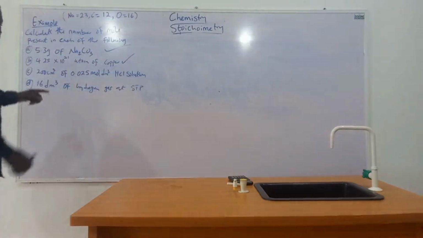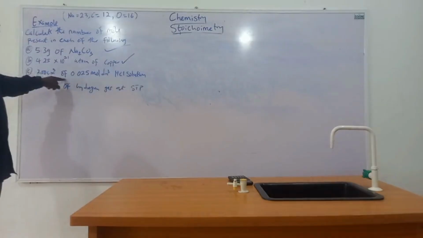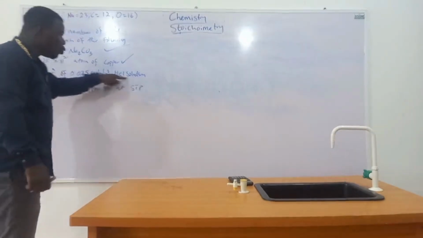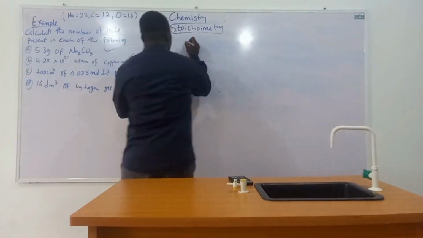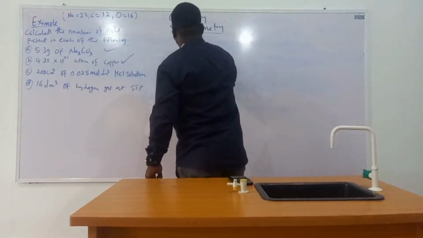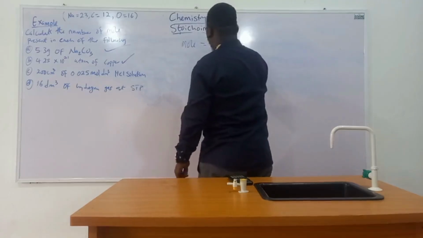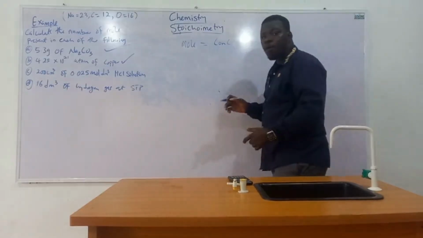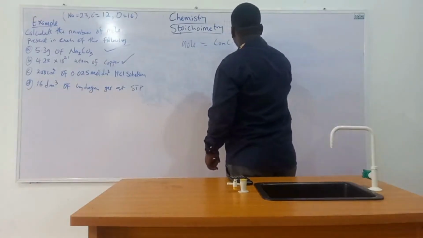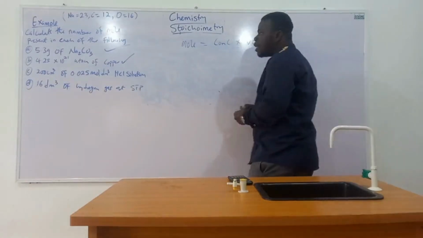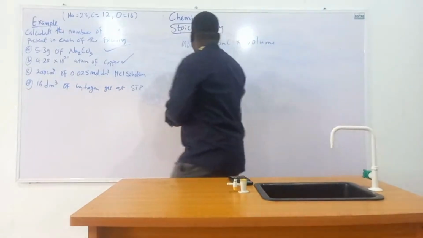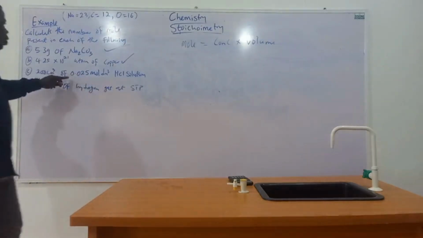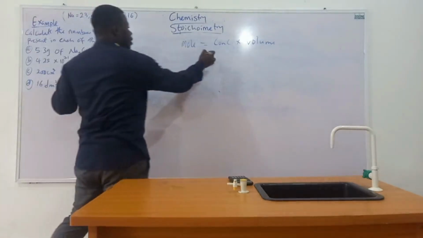So the next one says 200 cm cube of 0. This solution. Remember, this is solution. And for solutions, we said mole is equals to conc, which stands for concentration, majorly mole per dm cube, times volume, which is measured in dm cube. Now, what is the concentration? Concentration given here because this is in mole per dm cube.